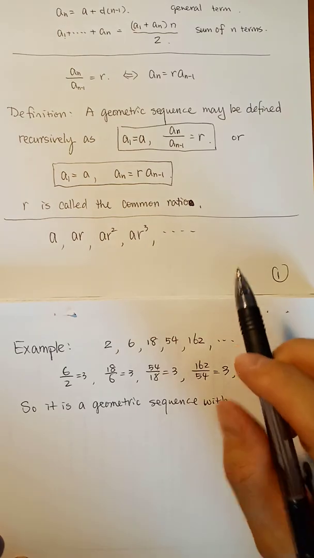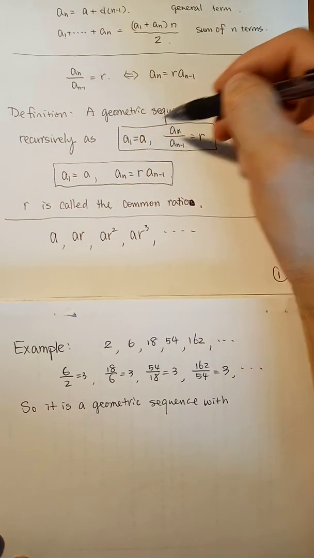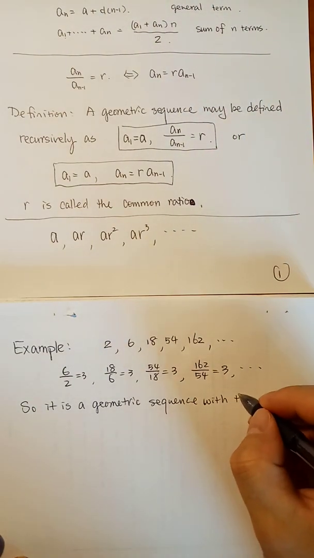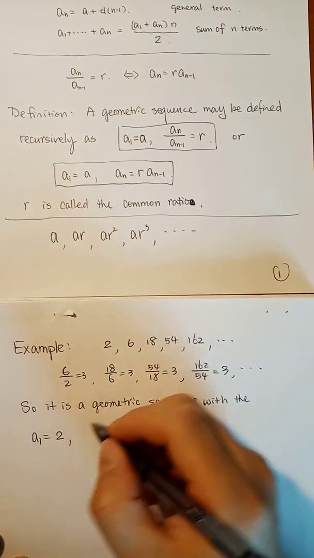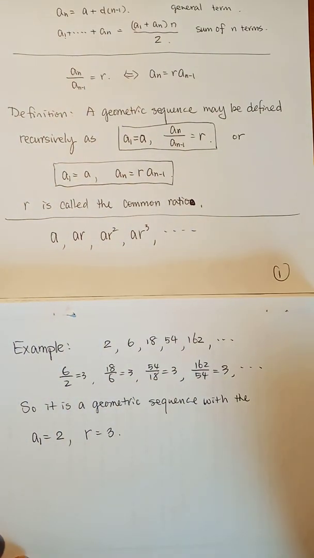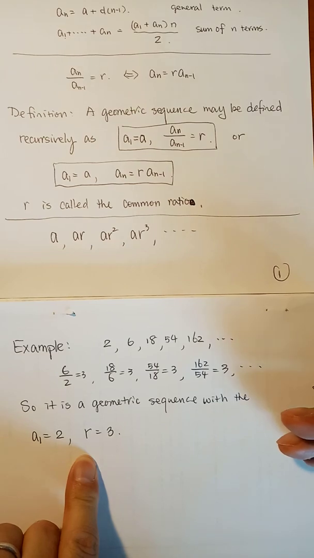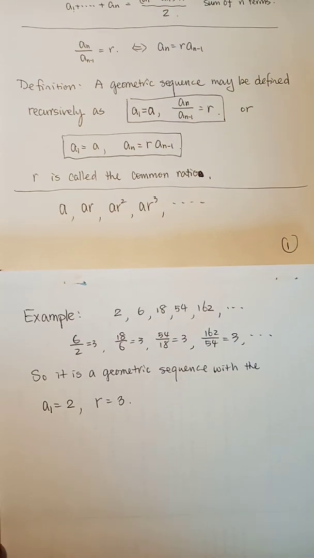A geometric sequence is determined by two quantities. One is the initial value, the first value. The other one is the common ratio. So with a_1 equal to 2, the initial value is 2, and the common ratio is 3. In order to determine a geometric sequence, you need a starting point and the multiple.